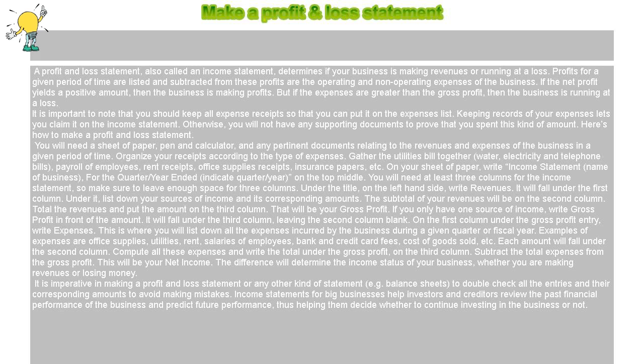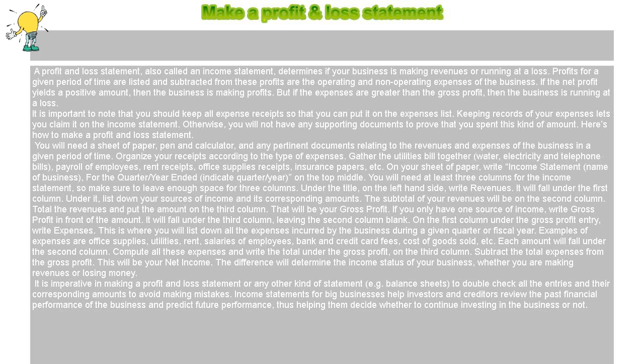Under it, list down your sources of income and its corresponding amounts. The subtotal of your revenues will be on the second column. Total the revenues and put the amount on the third column. That will be your gross profit.